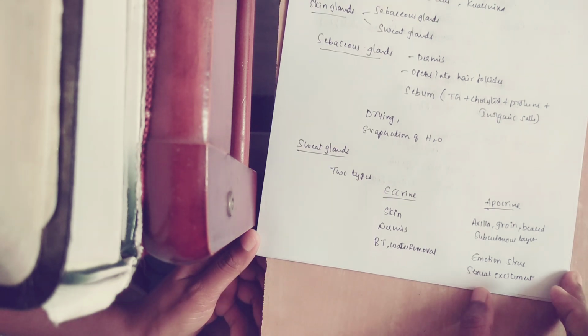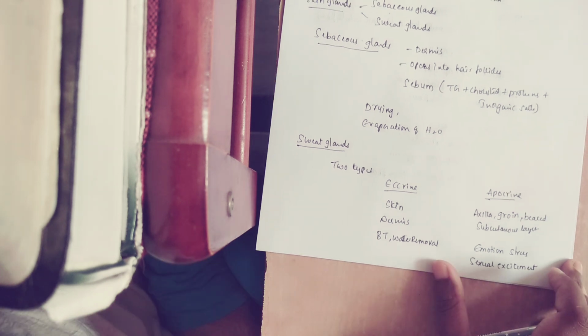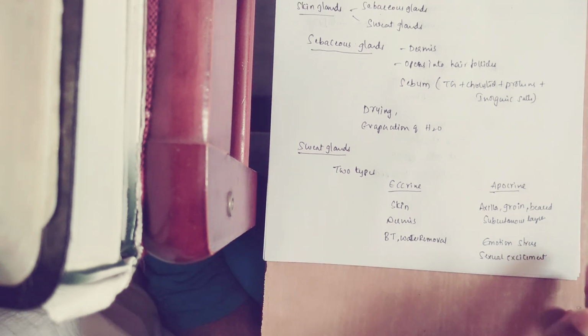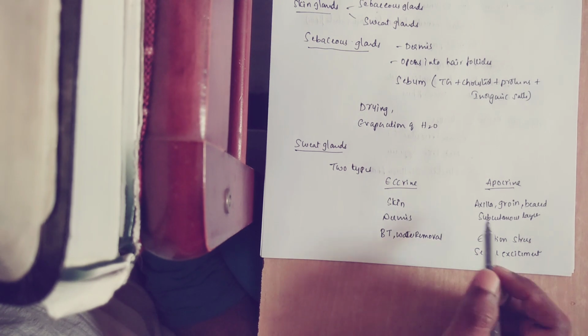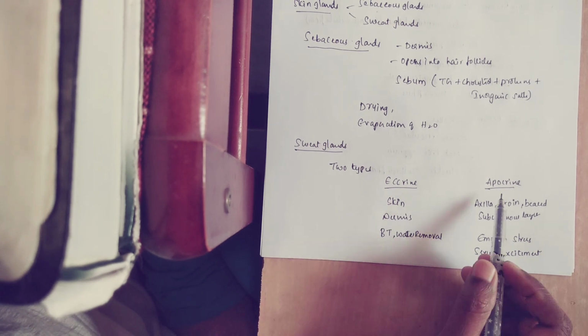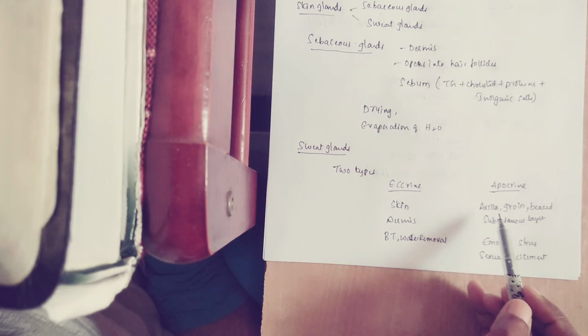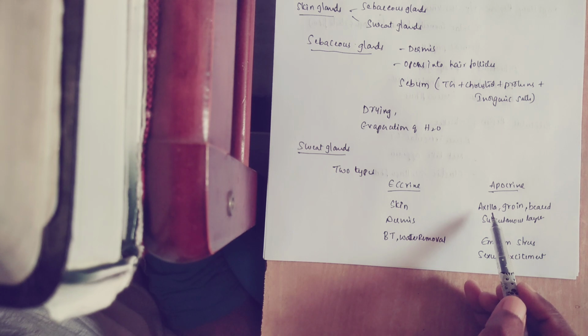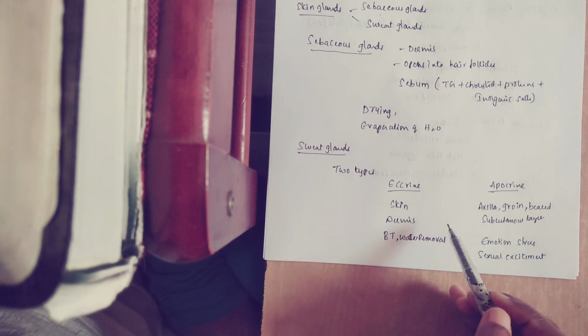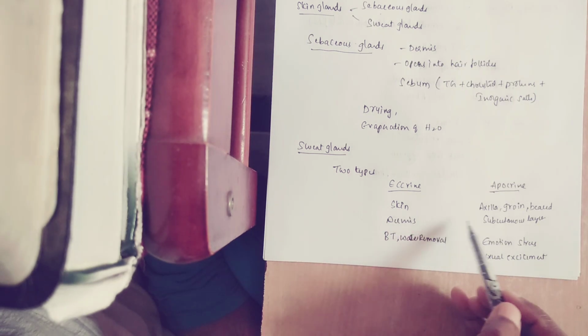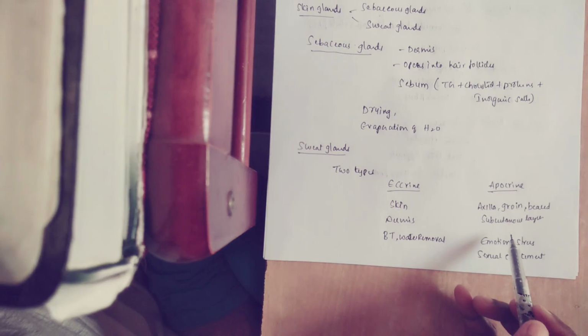Okay, this is regarding the sweat glands. Is it clear? If you see these sweat glands, they are of two types, that is eccrine as well as apocrine. Eccrine means present throughout the skin, and apocrine will be present only in the skin of the axilla, groin, and beard. It is present in the dermis and in the subcutaneous layer.